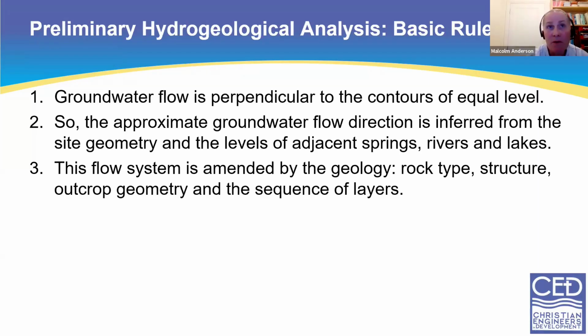As you know, basic rules are groundwater flow is perpendicular to the contours of equal level, so it goes downhill, following the slope on the groundwater level contours. That flow system is amended by the geology, rock type, structure, and outcrop geometry and the sequence of layers. But generally, in most systems, they effectively behave as a homogeneous system. So you don't really need to worry about number 3 most of the time.